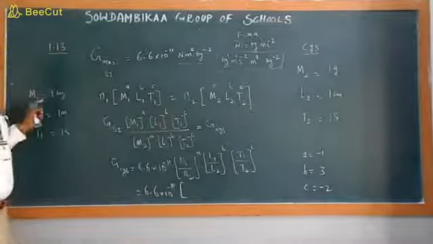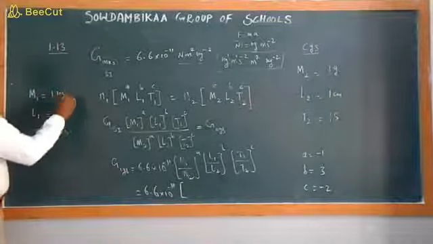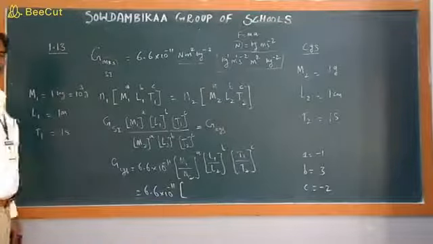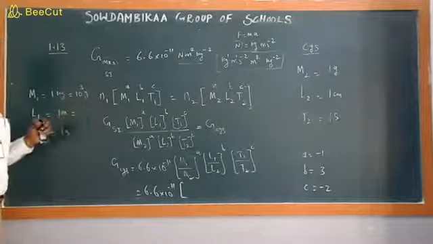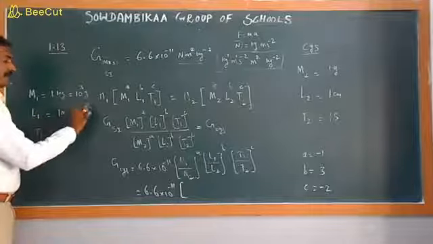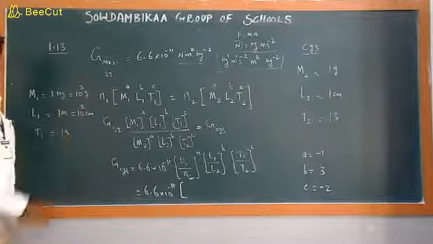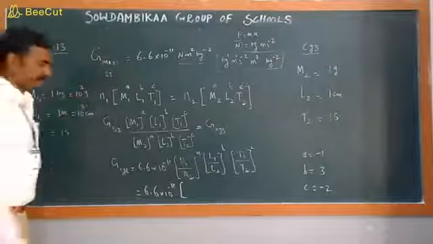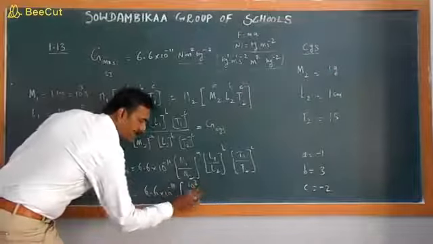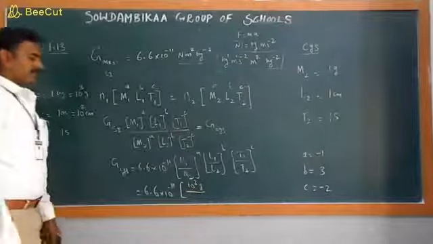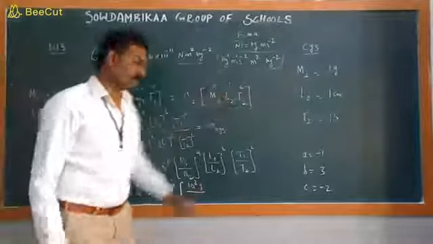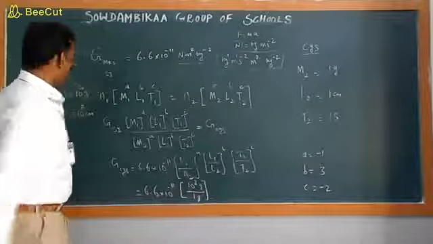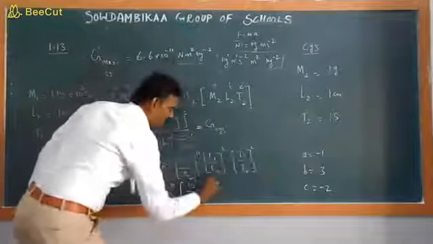What is the value for M1? M1 is equal to 1 kg, that is also equal to 1000 gram, 1000 means 10 power 3 gram. Likewise, 1 meter is equal to 100 centimeter, so that may be written as 10 power 2 centimeter. Then M1 is replaced by 10 power 3 gram, divided by M2. M2 is equal to 1 gram, power a. So the value of a is minus 1.